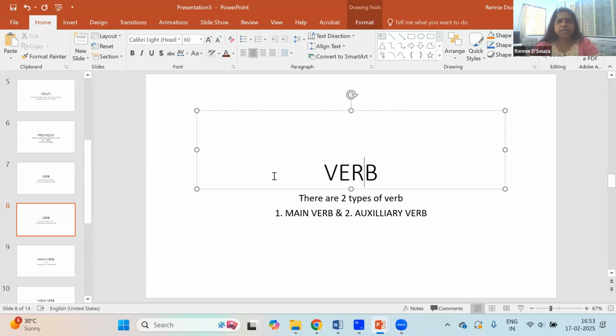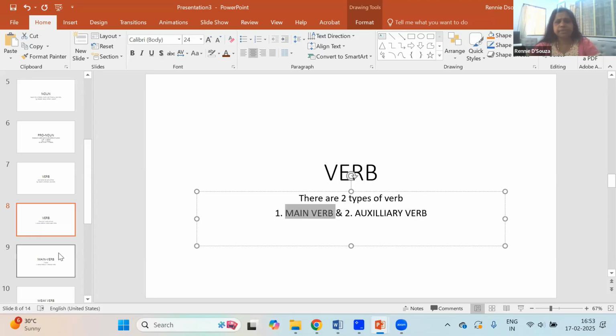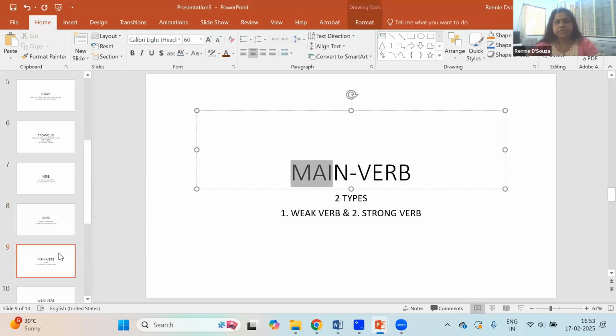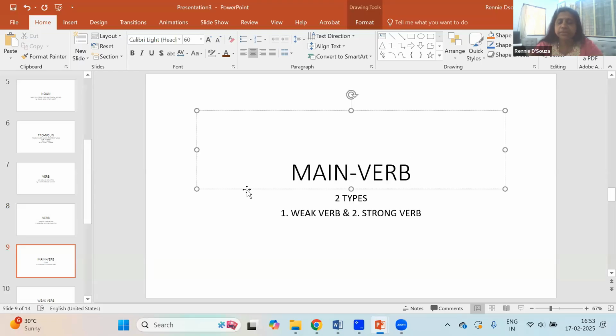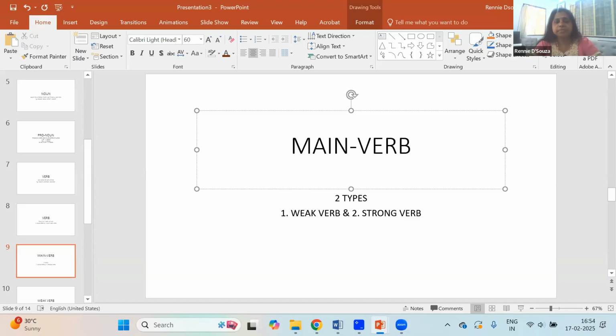We have seen the main verb as definitely any work which we can see. In main verb also there are two types. One is weak verb and one is strong verb. Now what is weak verb? We have seen that this is the part of main verb. There are two types in the main verb, weak verb and strong verb.